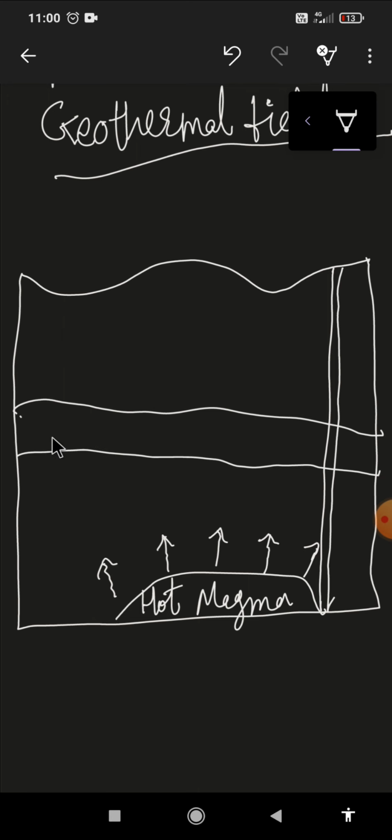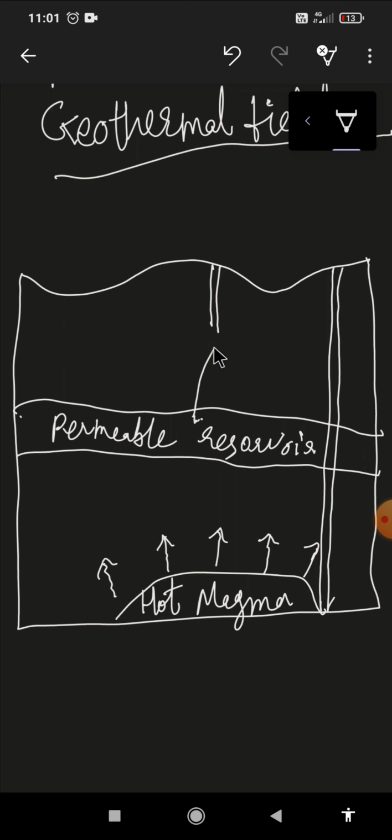And this is a permeable reservoir. And suppose, if we are drilling a well, that this is a drilled well, and from the permeable reservoir we are getting the steam out. So if we are getting steam out from this permeable reservoir, this is the drilled hole or drilled well.